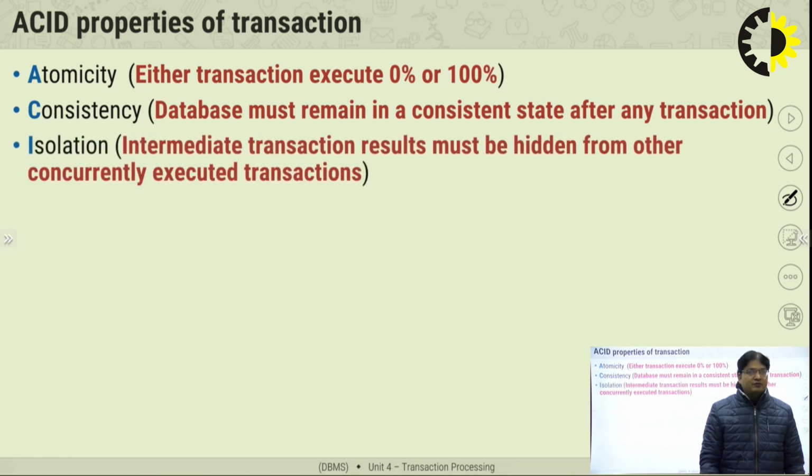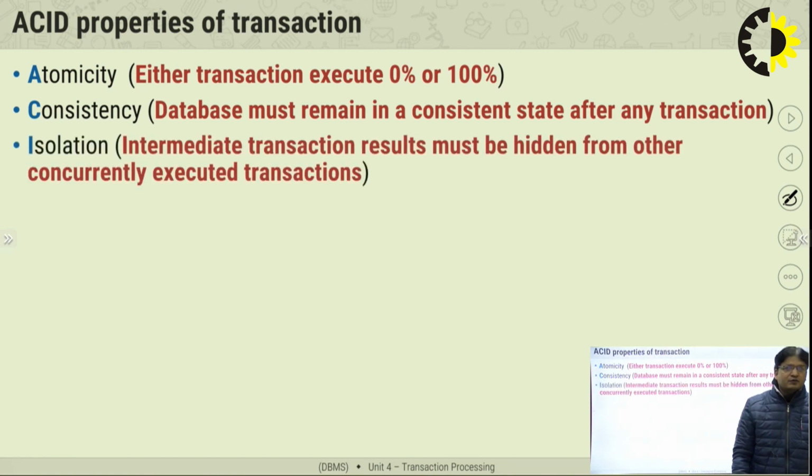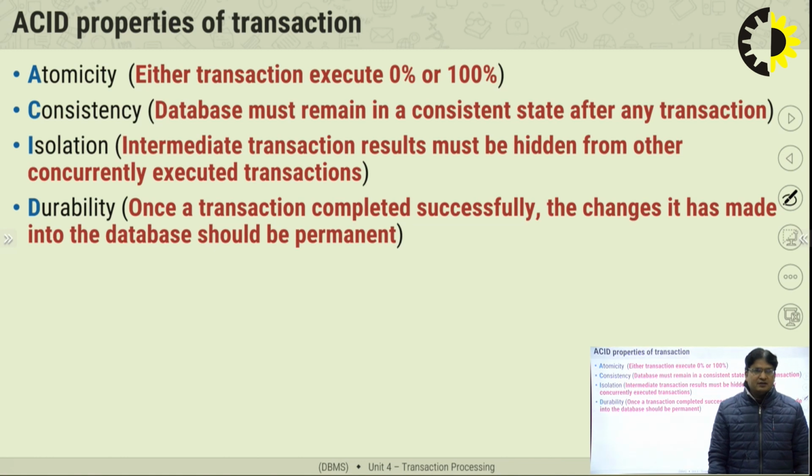Next is the isolation property. Isolation means that intermediate transactions must be hidden from other concurrent transactions that are executed in parallel. The transaction must be unaware of the other transactions running parallel to it. That is how we maintain the isolation property. Next is durability. Once the transaction is completed successfully, the changes must be made permanent in the database.